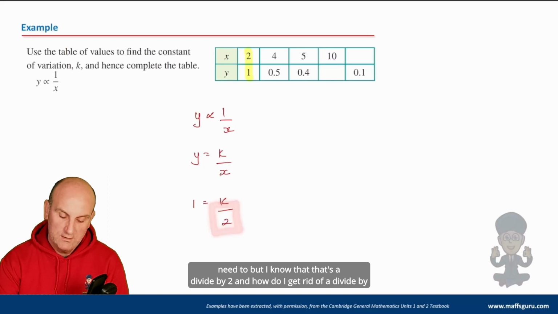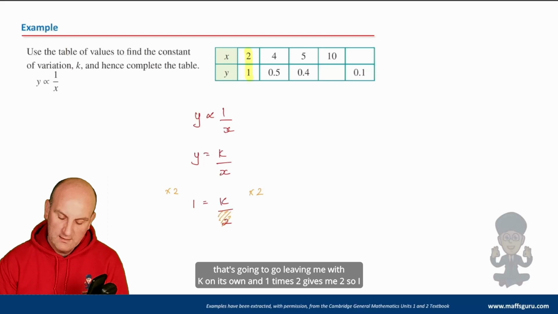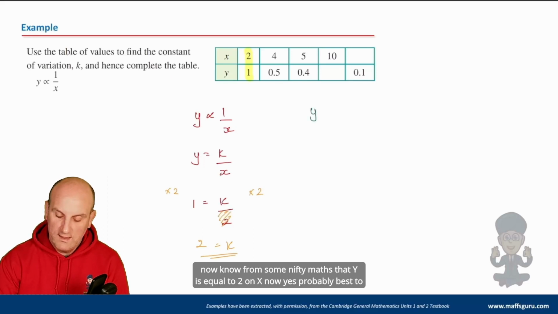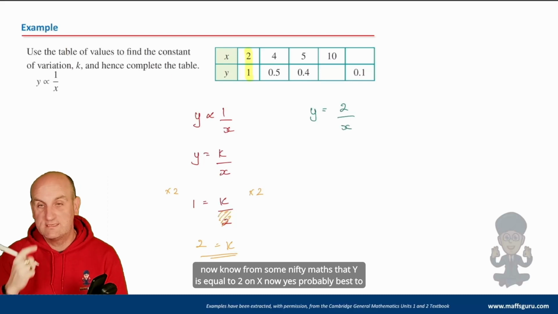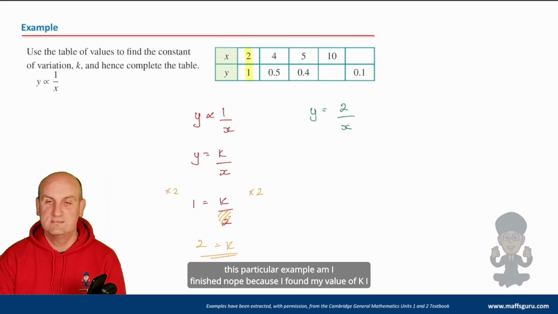Now I could put that into my calculator if you really need to, but I know that that's a divide by 2. And how do I get rid of a divide by 2? I multiply both sides by 2. So this is the by hand method. That means that that's going to go, leaving me with k on its own, and 1 times 2 gives me 2. So I now know from some nifty maths that y is equal to 2 on x. Now, yes, probably best to go and check that that's actually true for other values, but I know it is for this particular example. Am I finished?